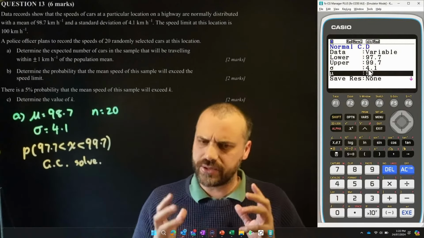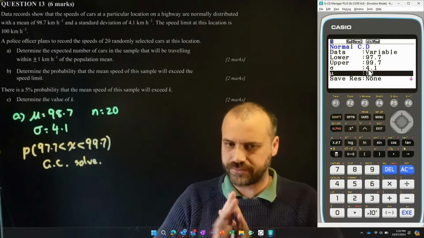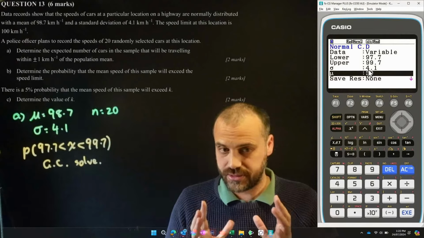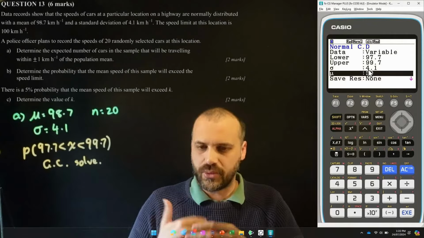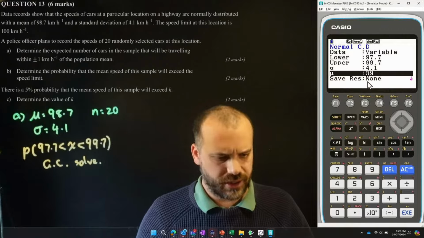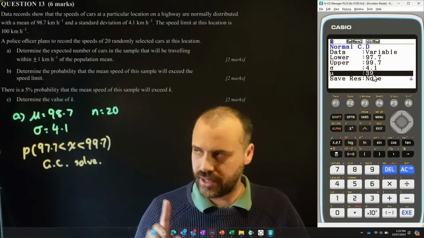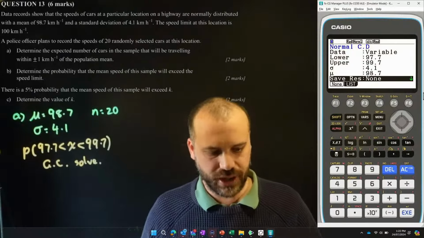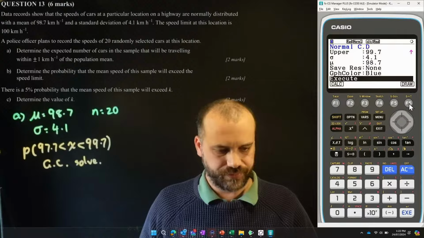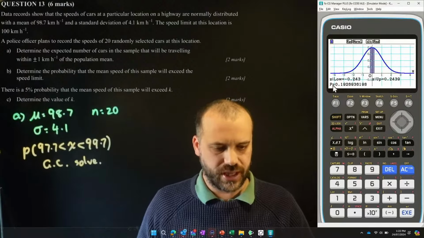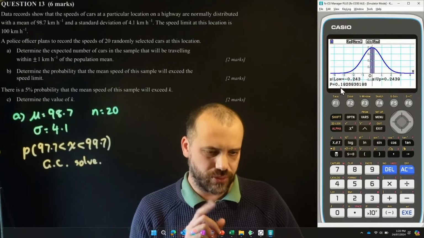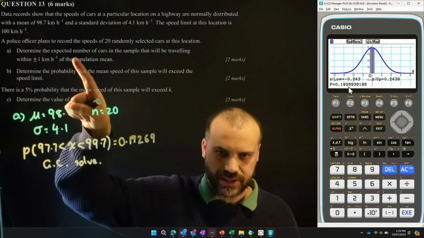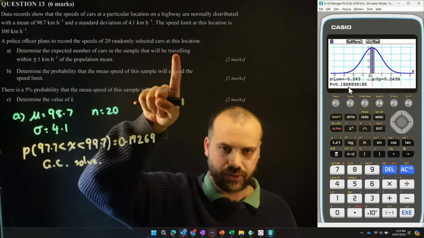And you might be thinking, wait, don't we have to divide by n, etc., etc.? Again, this portion of the question is really maths methods, right? It's not specialist. We're not worrying about sample means yet. Okay, and then the mean is 98.7. All right, let's draw that. We can go down and draw it. All right, we get a nice little picture here, and we get a probability of 0.19269. Now, rereading the question, it says, determine the expected number of cars in the sample that will be travelling.